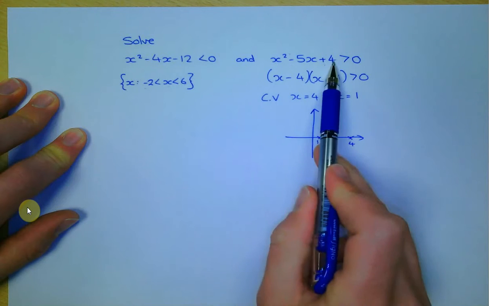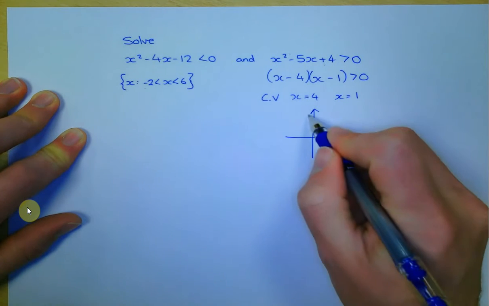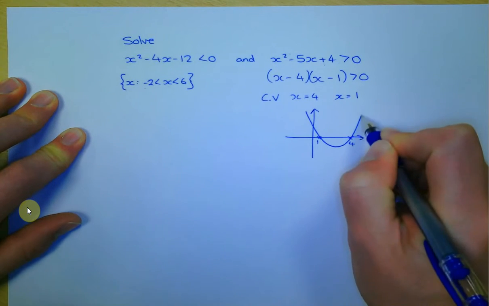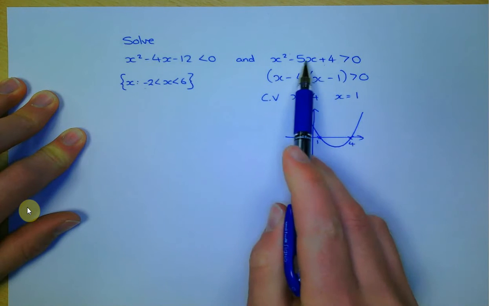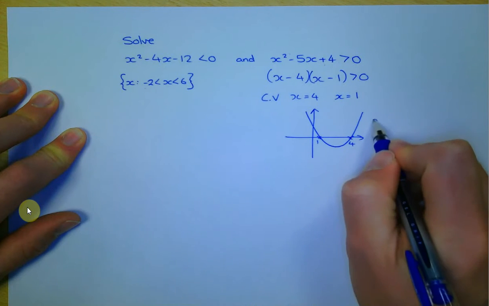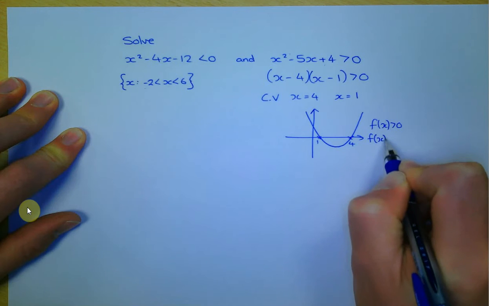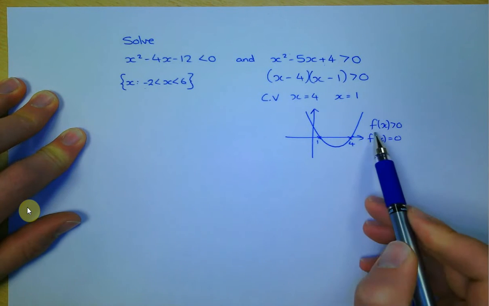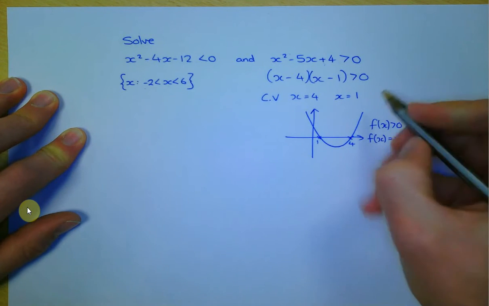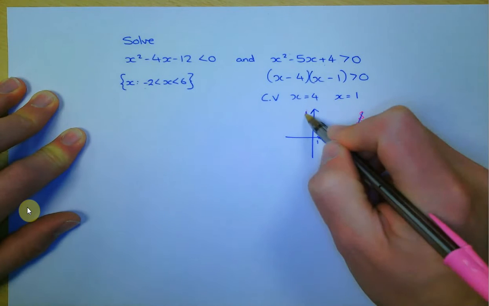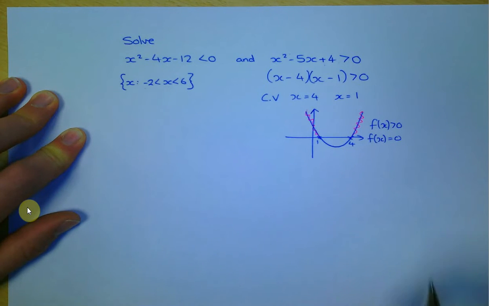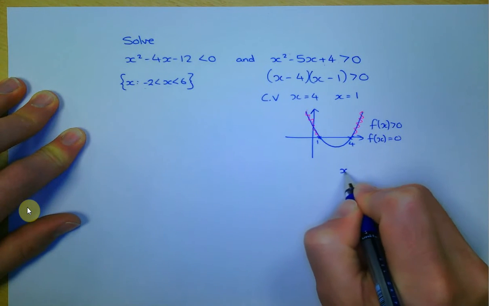Okay, so we've got 1 and we've got 4. Is it a happy quadratic? Yes, it is. So let's draw that in. And we're after where this function is greater than 0. And that is above, just always remember, this is where the function of x is equal to 0. This is where the function of x is greater than 0. So I'm going to get my beautiful pink pen out and highlight those. So we have x is greater than 4.